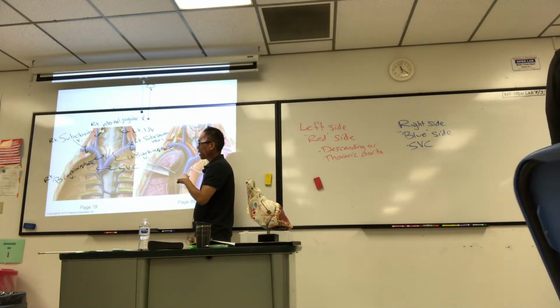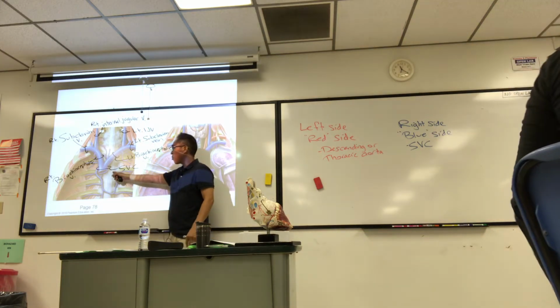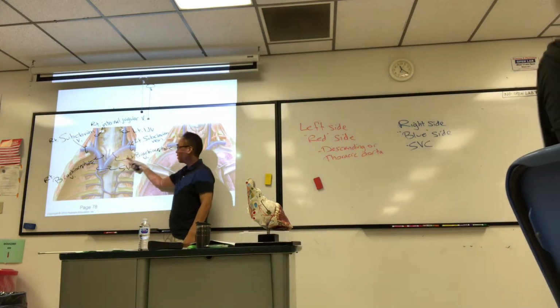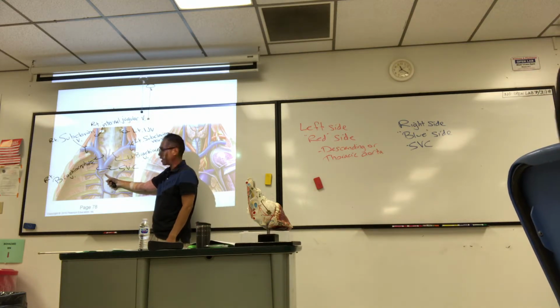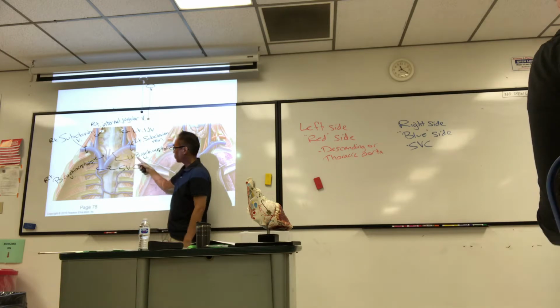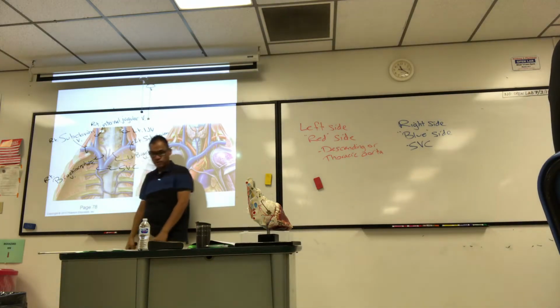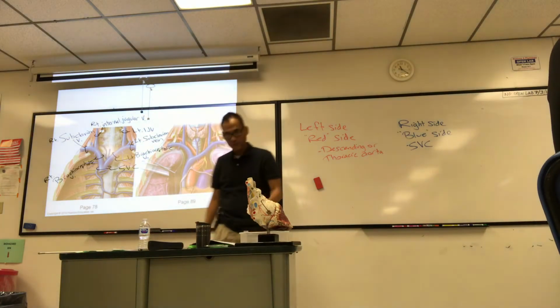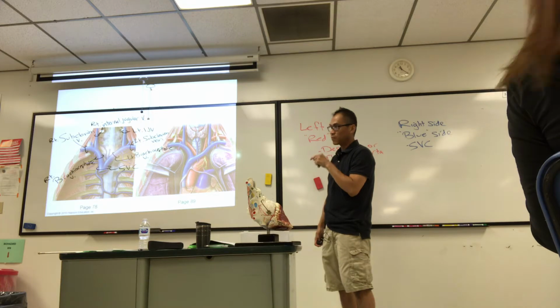The left and the right are not the same. Notice how the SVC is more on the right. So if you're on the left side, you've got to travel a longer way to get to the right side. So left brachiocephalic vein is longer than right brachiocephalic vein. So that is the difference between left and right I want you to know. The left brachiocephalic vein is longer than right.